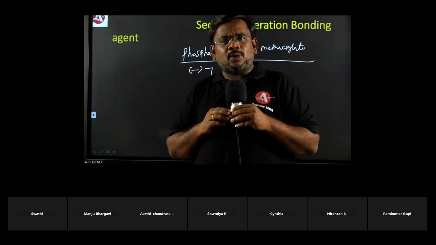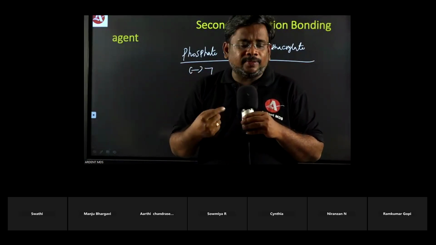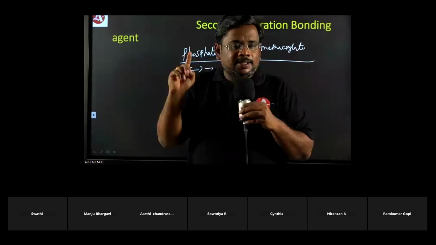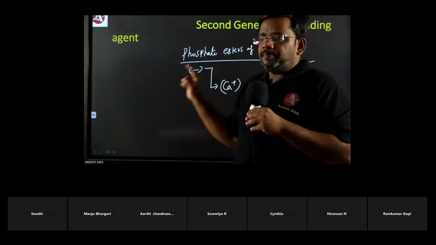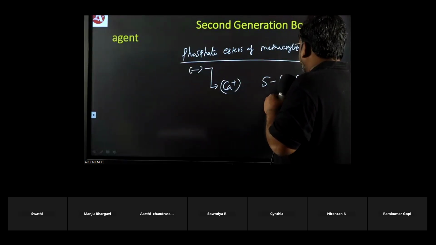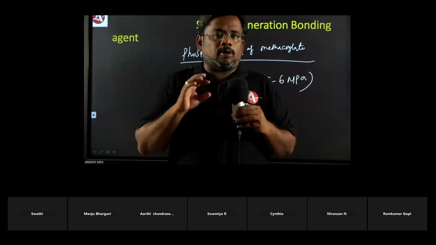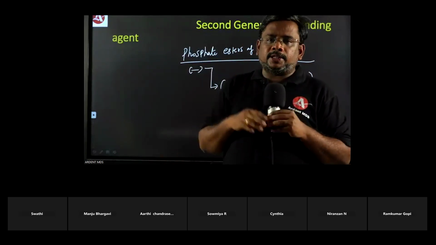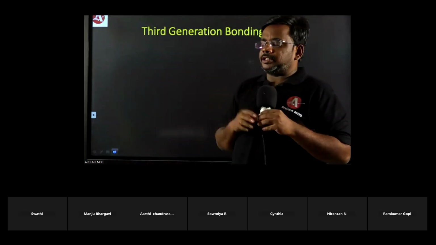Is the strength okay? No, the strength is very low, but compared to the first generation, it is a little bit higher. The first generation bonding agent strength is 2 to 3 megapascal, but the second generation is around 5 to 6 megapascal. Hope the concept is clear for you till now, right? First and second generation. Coming to the third generation, which is very important. What is the third generation?